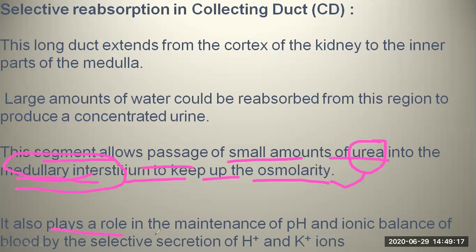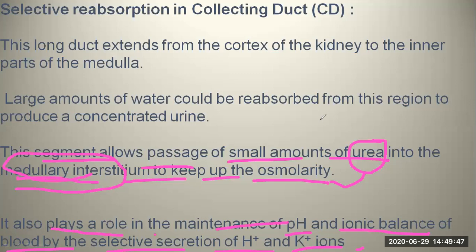It also plays a role in the maintenance of the pH and ionic balance of the blood by the selective secretion of hydrogen and potassium ions. Every time secretion takes place, there are three components: ammonia, potassium ion and hydrogen ion. So in the collecting duct also, secretion of potassium and hydrogen ions maintains the pH as well as the ionic balance of the blood.